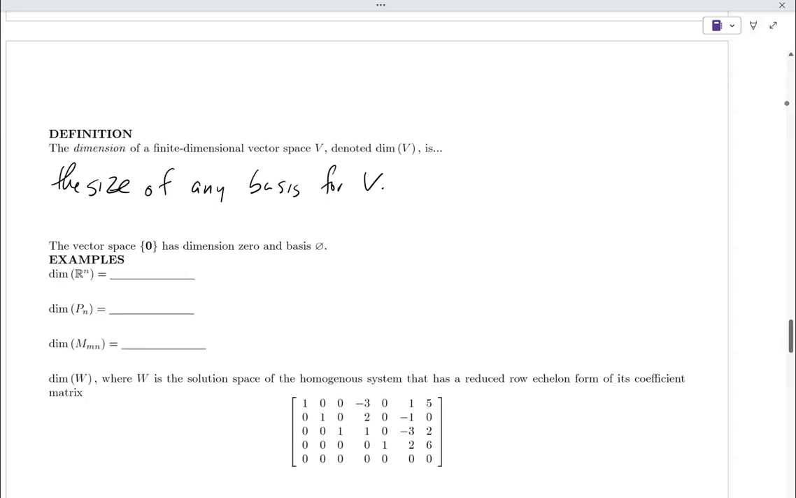For Rn, we do the similar thing, right? We put a 1 in the first component, then all zeros for the rest. 1 in the second component, all zeros for the rest, and so on down the line. How many vectors are in that set for the basis for Rn? N of them, right? So what's the dimension for Rn going to be? N. Good.